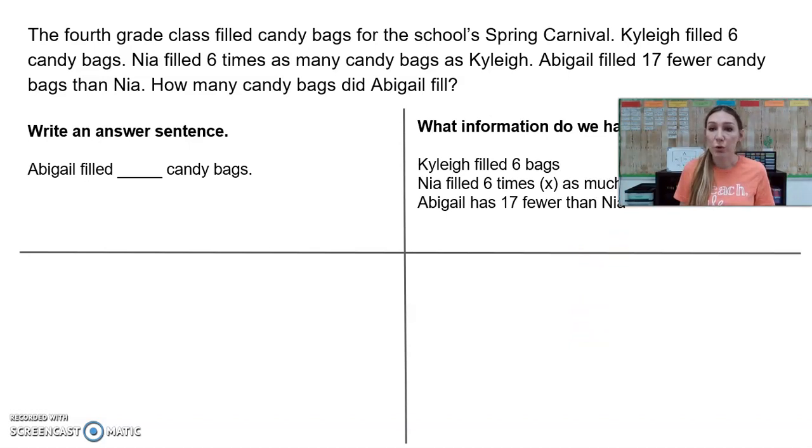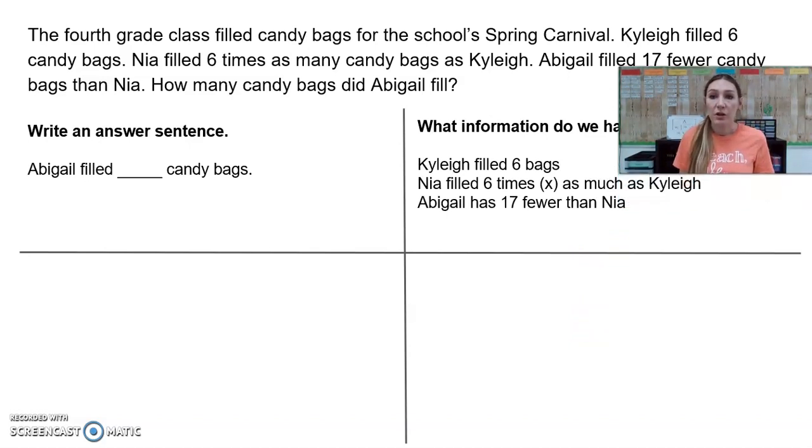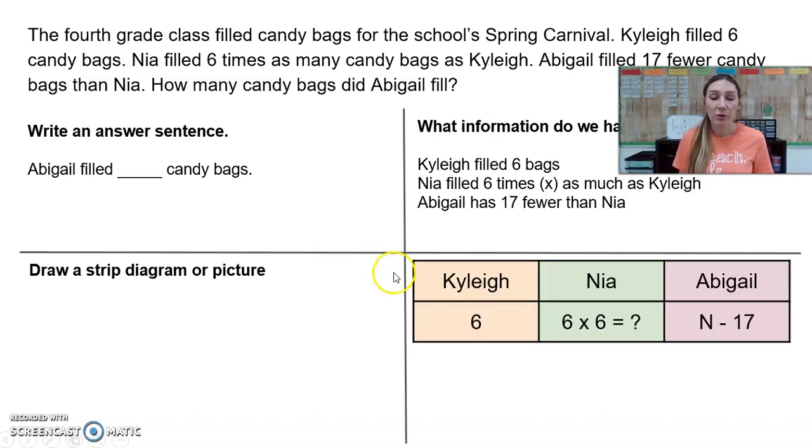Next, we're going to record our information. So we know that Kylie filled 6 candy bags. We also know that Nia filled 6 times as much as Kylie did, and that Abigail has 17 fewer than Nia. So what I'm going to do so I can help keep this information straight is I'm going to create a chart. I'm going to have a column for Kylie, a column for Nia, and a column for Abigail. Then I'm going to fill in what I know about how much candy they have.